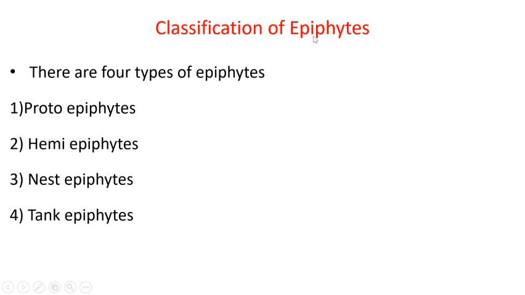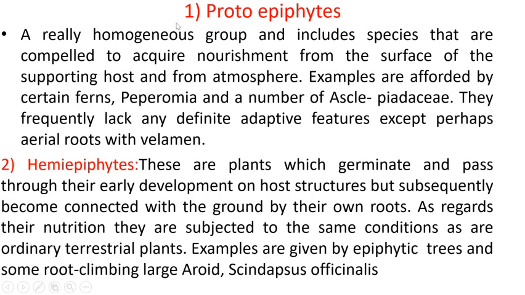Now let's see the classification of epiphytes. Ecologically, there are four types of epiphytes. First one, proto-epiphytes. Second one, hemi-epiphytes. Third one, nest epiphytes. And last one, tank epiphytes. This epiphyte classification is based upon morphological features and types of roots. Now let's see one by one.